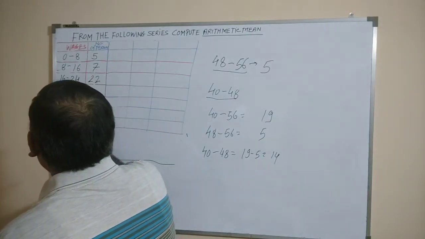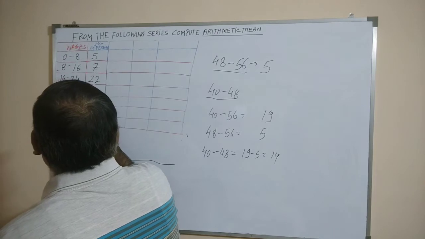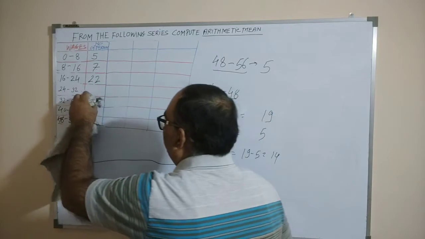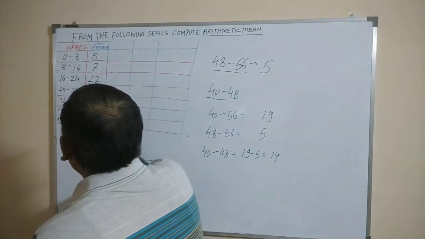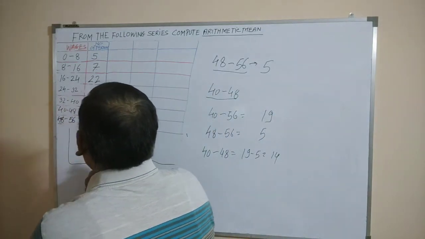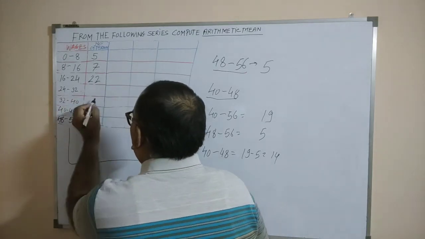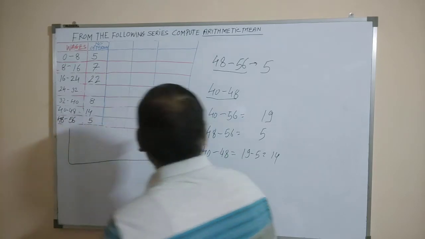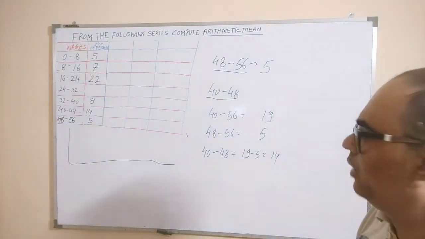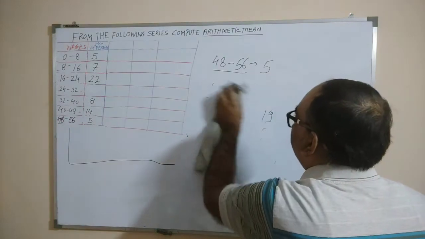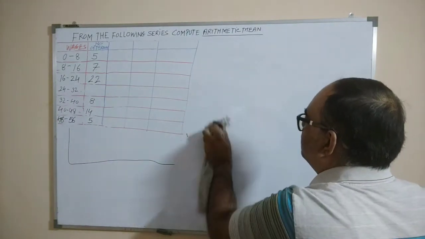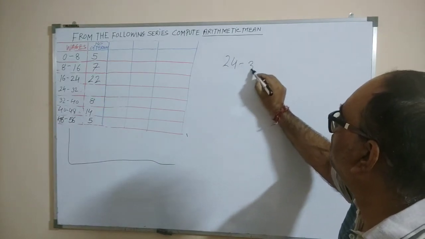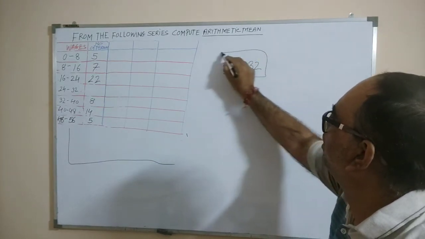40 to 48, 14. The other two values are 8 and 5. Now the last value we need to find out: how many persons are receiving wages between 24 to 32 rupees.